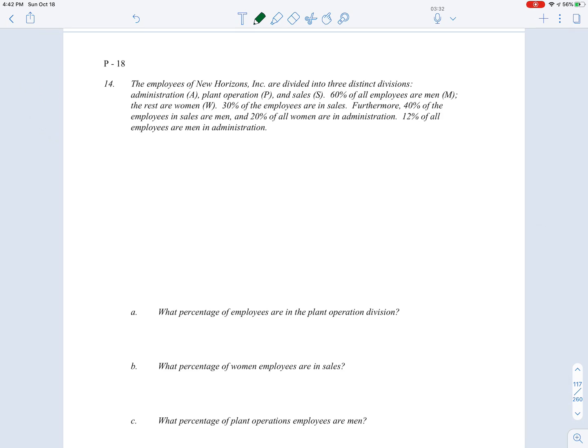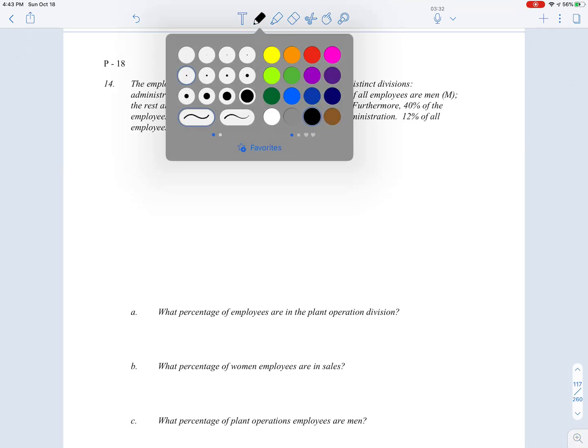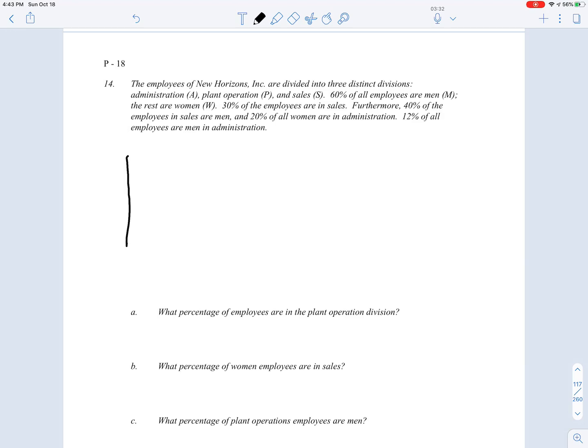All right, let's take a look then at number 14. And in number 14 then, on page P18, the employees of New Horizons Incorporated are divided into three distinct divisions: administration, plant, and sales, and then we've got men and women. So what we've got here then is a table that looks like this. Let's make sure that we're using the same symbols. So we've got A, P, and S, and then we've got men and women.